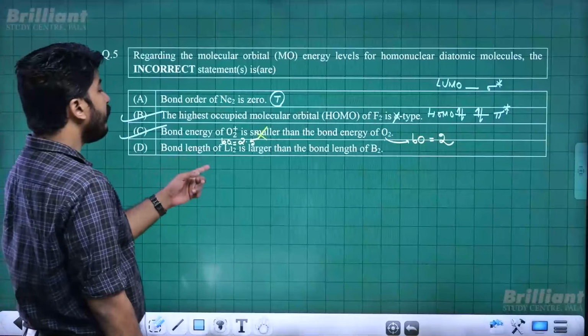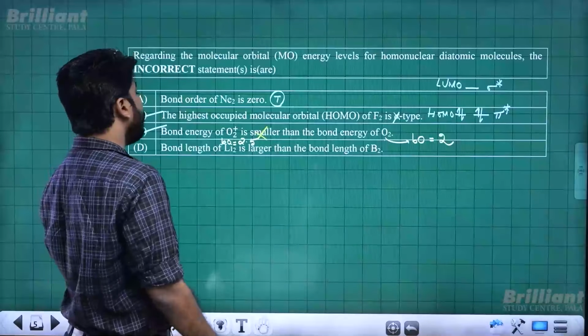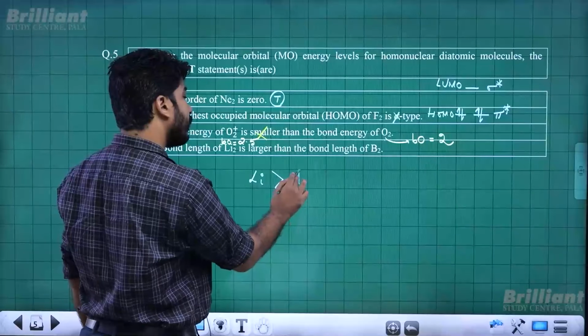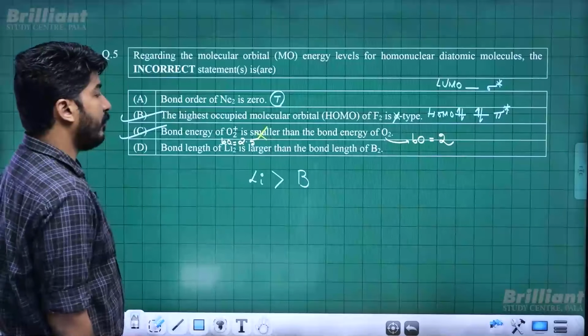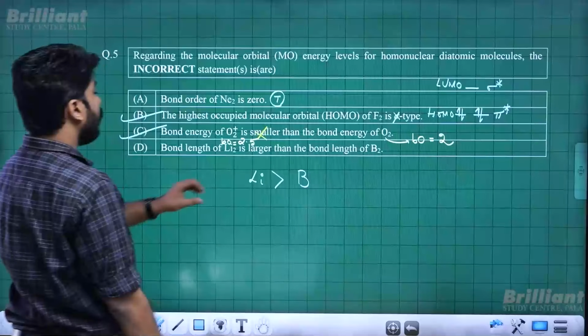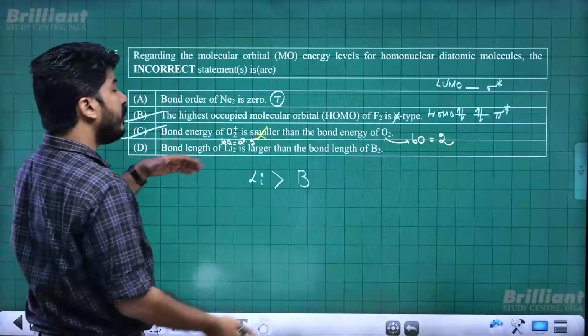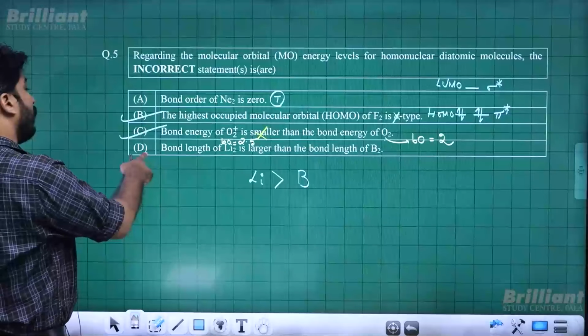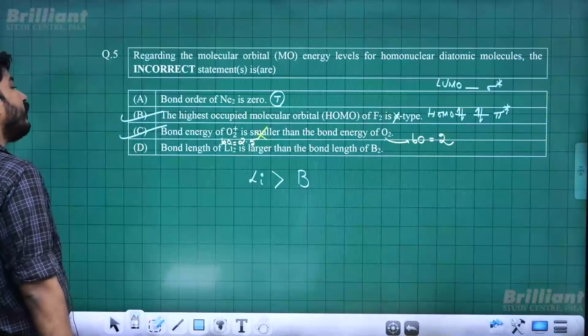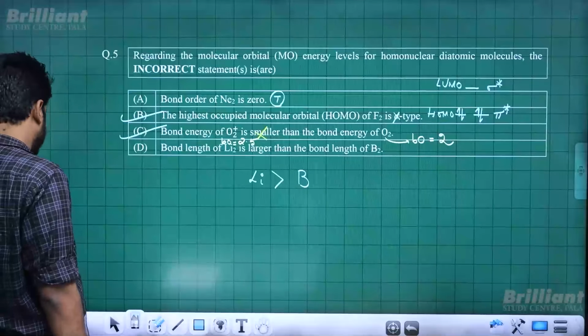Bond length of Li2 is larger than bond length of B2 is correct because we know size of atoms varies, like lithium is larger than boron. From left to right in a period, atomic size decreases. So Li2 is expected to be larger than B2. Yes, in terms of bond length also. So B and C are the answers here.